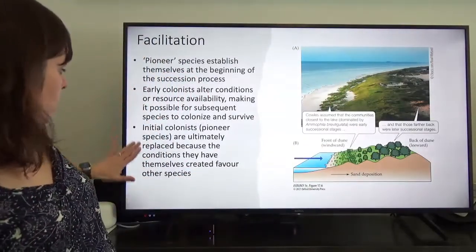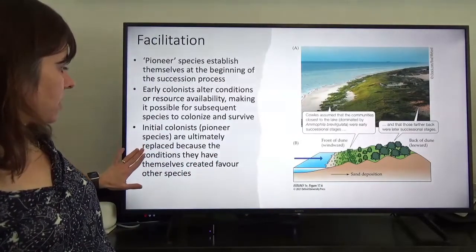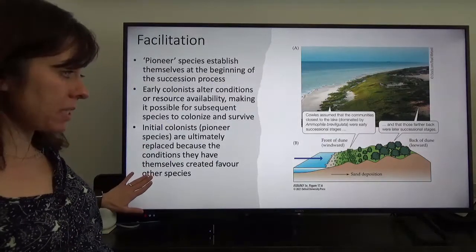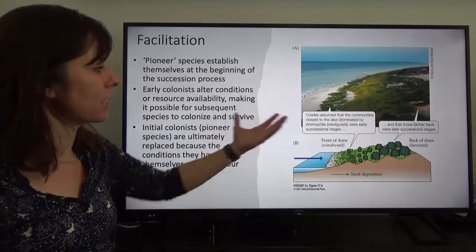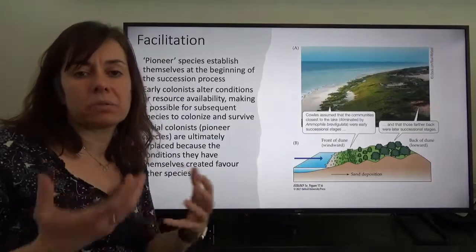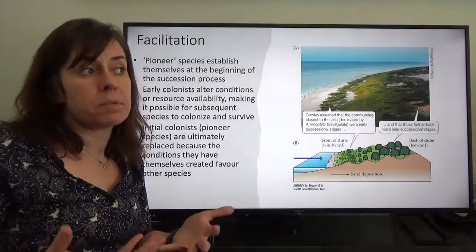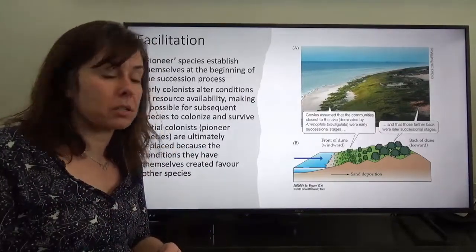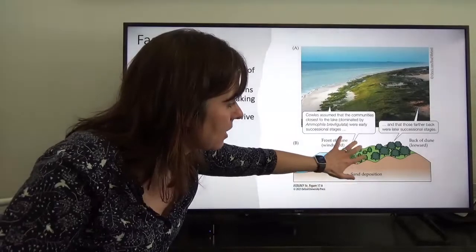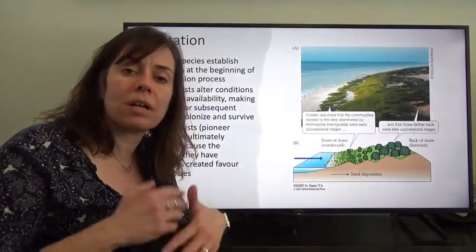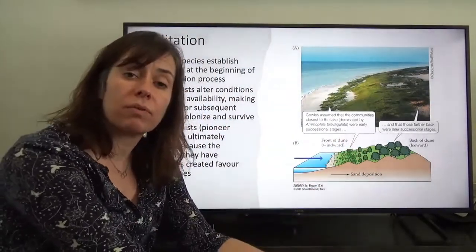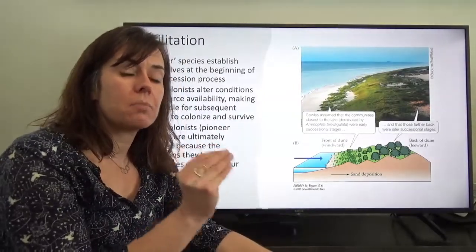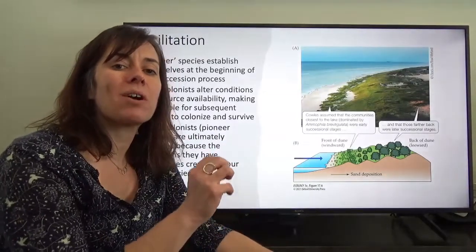Okay, so initial colonists are ultimately replaced because the conditions they have themselves created favor other species. You can imagine this situation where you've got these really light demanding grasses. They create habitat that other species are able to grow in, and maybe those other species overtop the grasses, and we can see that here. Maybe you end up with some low shrubs that are able to outcompete those grasses for light or for other resources. So in the facilitation model, you have these early pioneer species that in a way almost act altruistically.